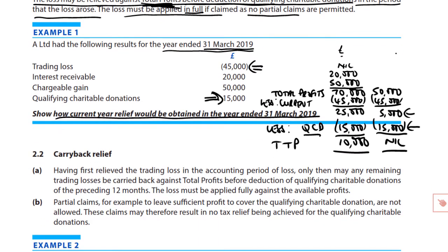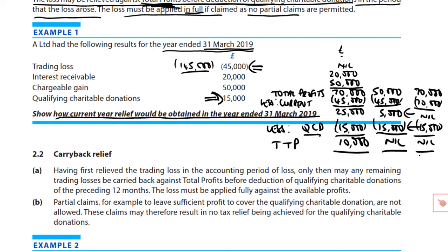If, of course, the loss was bigger than the total profits, here our total profits were in fact £70,000. If the loss that we had there was £145,000 instead of £45,000, then all of that loss would go. Now, of course, there'd be a price to pay, because now there'd be nothing against which to offset those donations. So we still have a nil TTP, but you'll have wasted the £15,000 worth of donations.